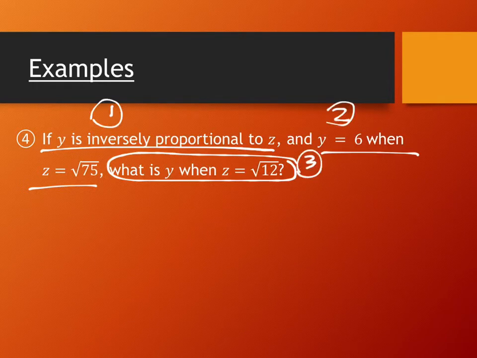Okay? There are 3 steps, and they are written just right there. Those are the 3 steps. So the first step is to write that general equation. And you guys have done it now. I think we're at about 6 times. So what is the general equation that this is setting up? Y is inversely proportional to z. What does that look like?